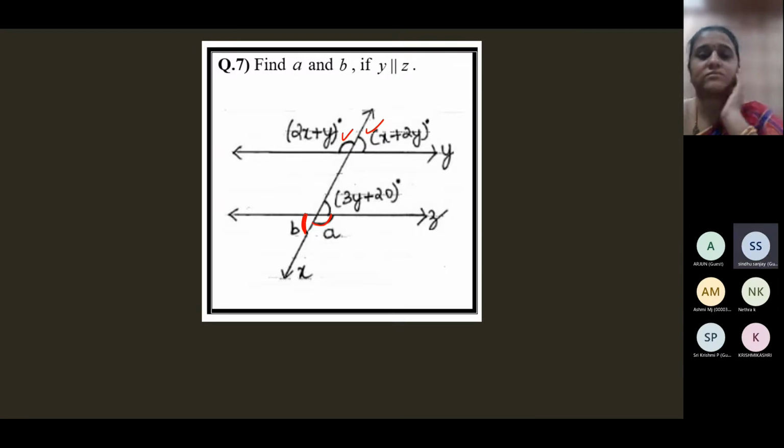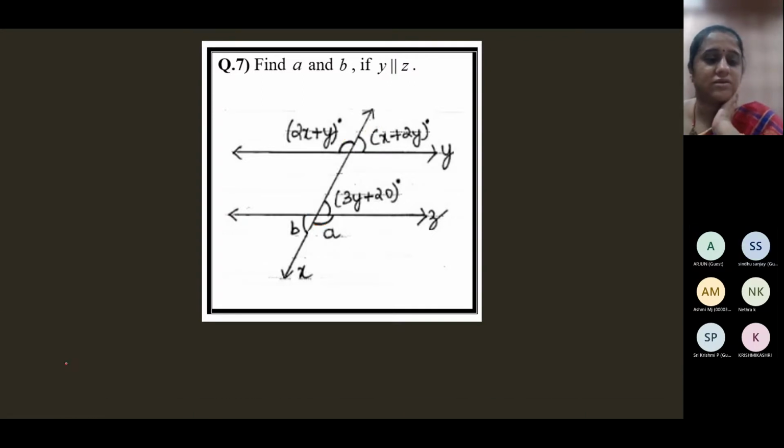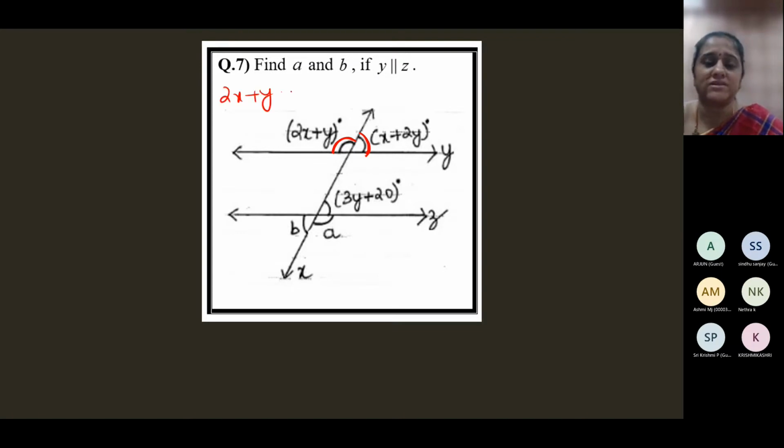Ma'am, are you asking A and B or A and X plus 1, X plus 2y, ma'am? No. I'm talking about these two angles. What is the relation between this angle and this angle? Ma'am, linear pair. So what should you write? 2x plus y plus x plus 2y is equal to 180.